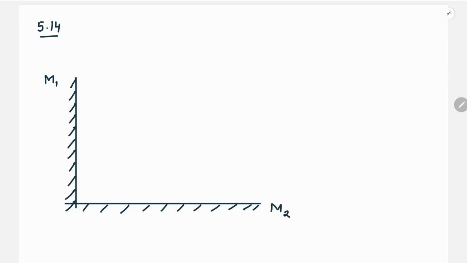So if we consider an incident ray which is incident on the mirror M1, then it will be reflected from the mirror M1 in this direction, and then correspondingly it will be reflected back from mirror M2 in this direction. So the problem is asking us to prove that if this is the first incident ray, then the final reflected ray we have is parallel to the initial incident ray.